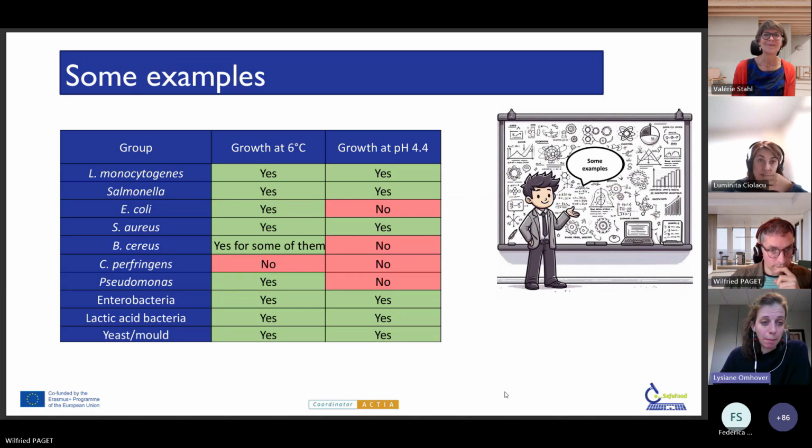Here we give you some examples of limiting factors for each microorganism. For example, Listeria monocytogenes is able to grow at 6 degrees and at pH 4.4. And E. coli, for example, can grow at low temperature but is unable to grow with a low pH level. Clostridium perfringens cannot grow at 6 degrees and cannot grow at pH 4.4.